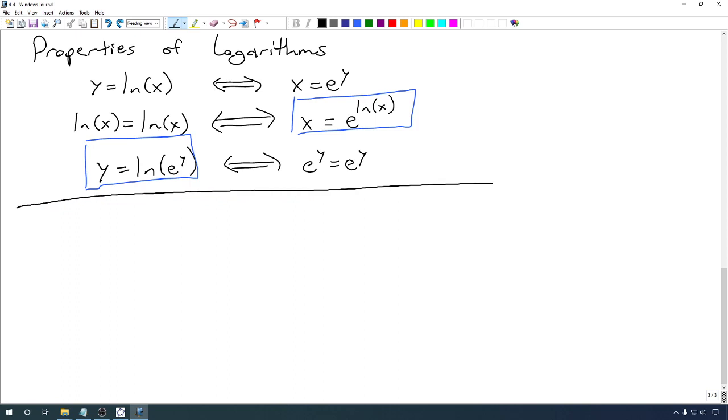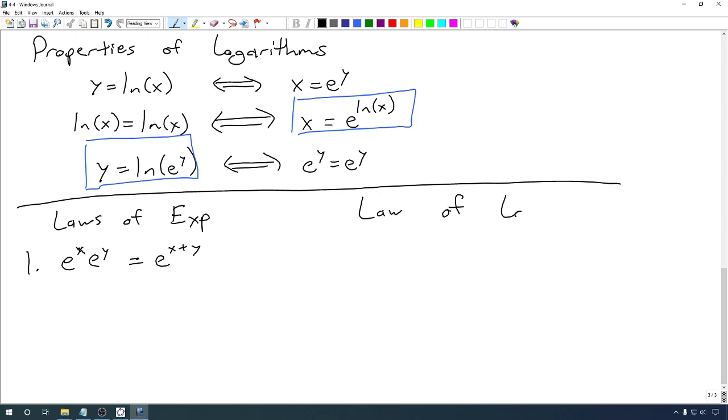We also have some properties that come directly from the laws of exponents. So if we have laws of exponents, and I'm just going to write these in terms of e to the x instead of general bases. But remember, we had one property, e to the x times e to the y is the same thing as e to the x plus y. That corresponds to a law of logarithms.